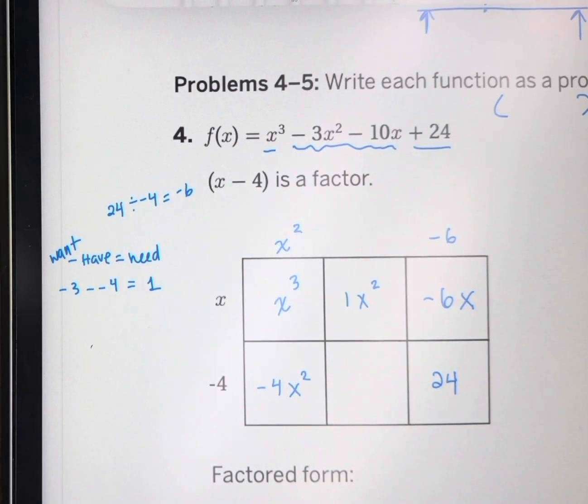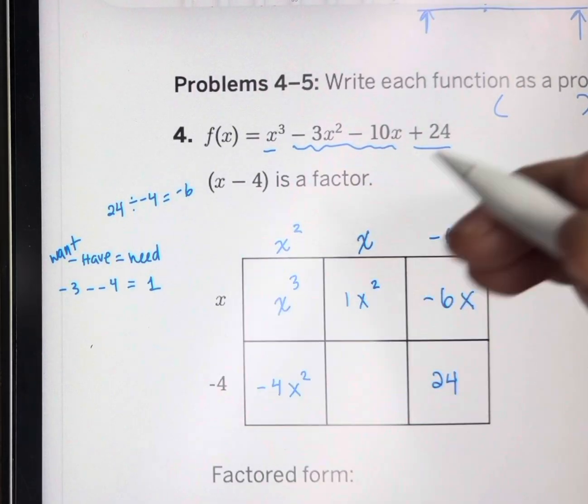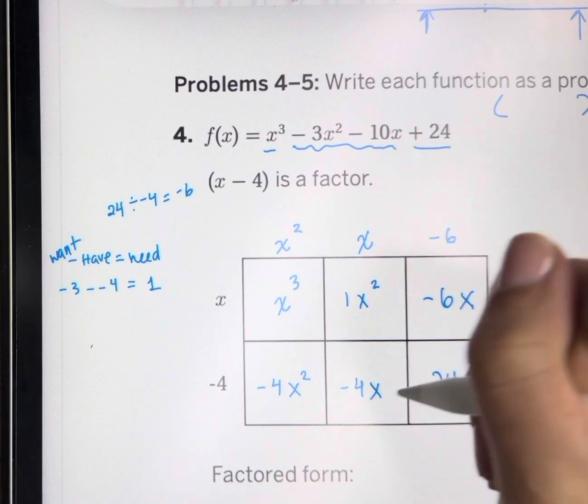So these are little tricks, as I don't want arithmetic to prevent you from showing me the Algebra 2 concepts that you know. Okay, if that's x squared and that's x, then this is x. X times x is x squared. X times negative 4 is negative 4x.